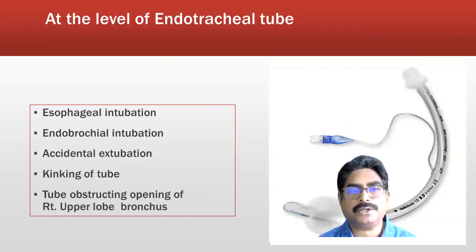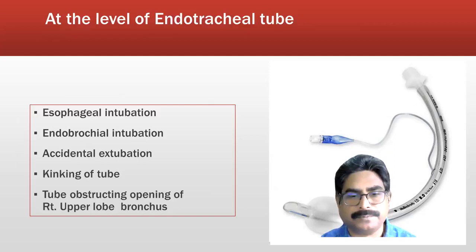At the level of the endotracheal tube, esophageal intubation may be the cause, or endobronchial intubation due to the change of position in the intraoperative period, or accidental extubation due to the same change in position in the intraoperative period, or kinking of the tube, or the tube obstructing the opening of the right upper lobe bronchus in case of one lung ventilation.